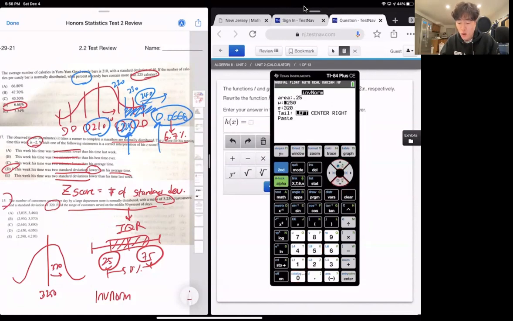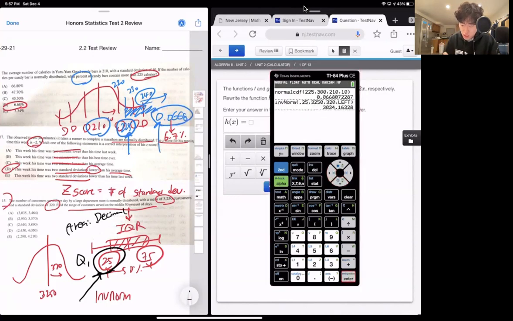If you're wondering why I put 0.25, it's because for the first IQR, the Q1 is always at the 25th percentile. So you put 0.25 always for the area, please note that it's got to be in a decimal format. So you put the 0.25 in there, and then press paste. And then you're going to get 3,034. So 3,034 should be your lower boundary for Q1.